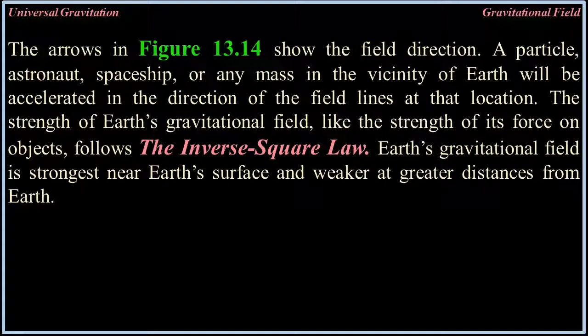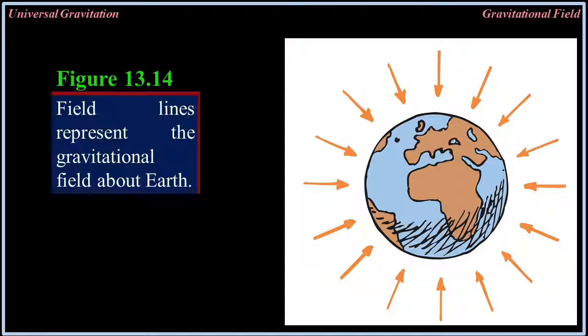The strength of Earth's gravitational field, like the strength of its force on an object, follows the inverse square law. Earth's gravitational field is strongest near Earth's surface and weaker at greater distances from Earth. Figure 13.14, field lines represent the gravitational field about Earth.